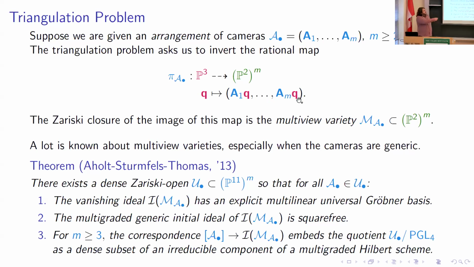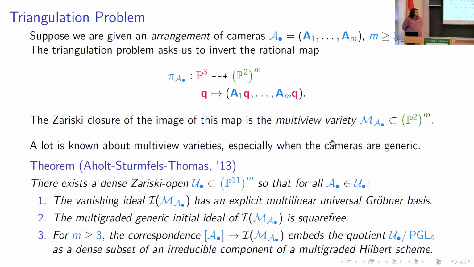And so what that means is essentially you have this rational map from P3 into M copies of P2, and you would like to invert that rational map to recover the 3D coordinates. Okay, and so the Zariski closure of the image of this map is something that people have studied a lot in algebraic vision. It's called the multi-view variety associated to this camera arrangement A bullet.